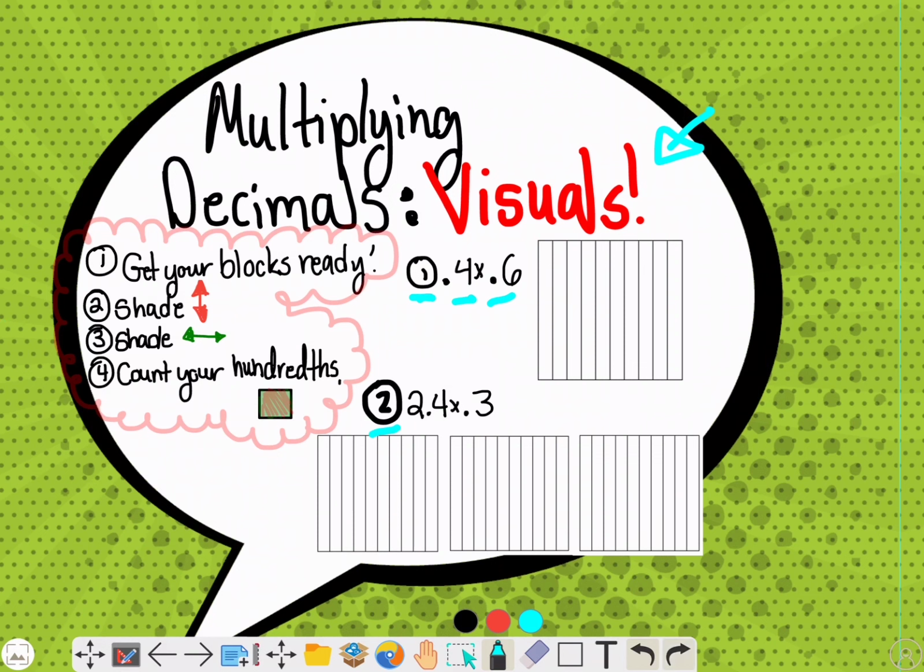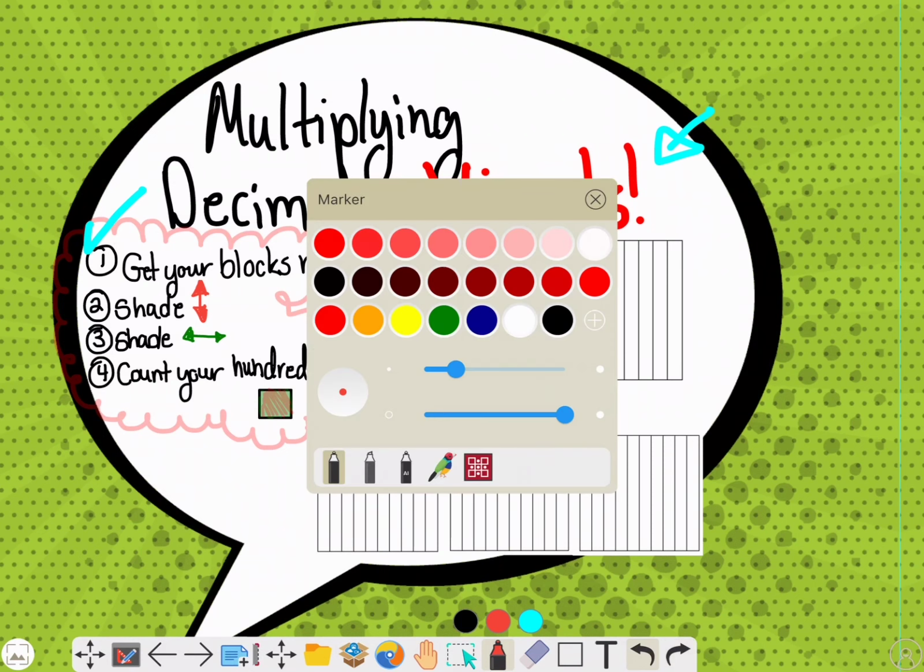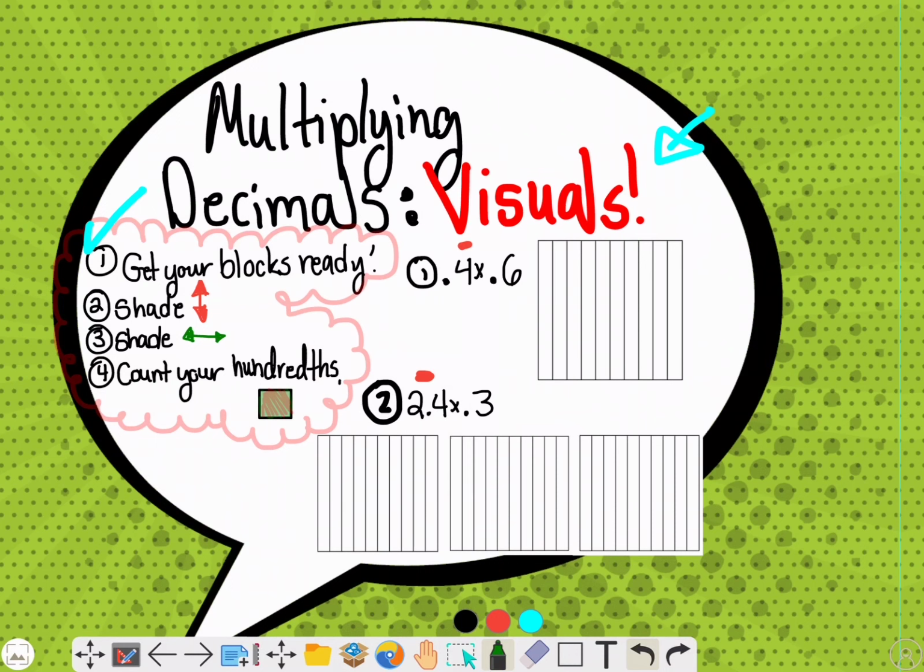First thing you need to do is get your blocks ready. That's these squares over here. I did that step for you. And the next thing you're going to do is pick two colors. I'm going to pick red and green. And you're going to shade your first number in vertically. So this one you're going to shade in vertically. This one you're going to shade in vertically. And then you're going to shade your second number, I'll do it in green, horizontally. So we're going to show at the end how it's going to look.